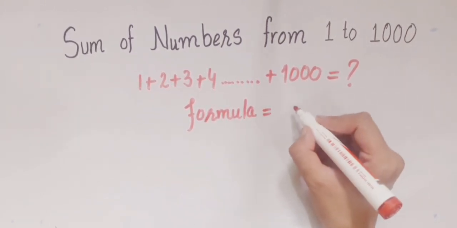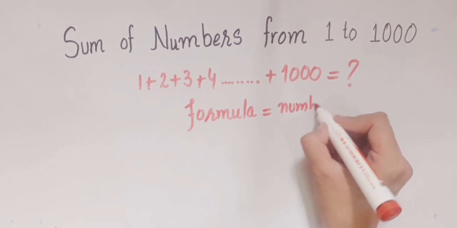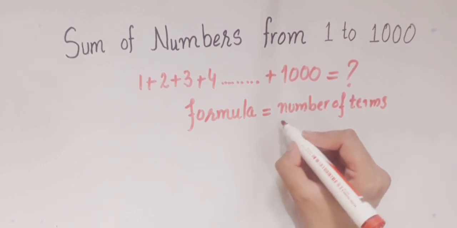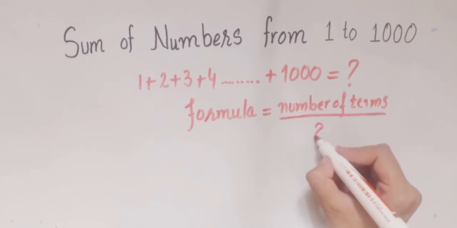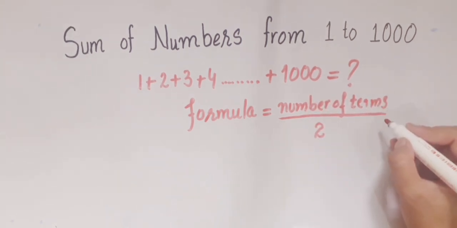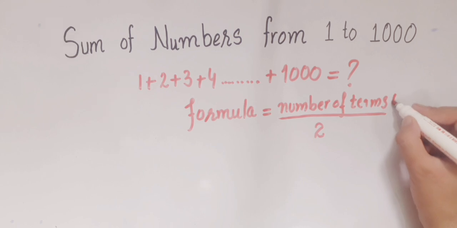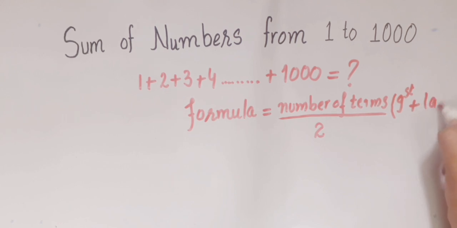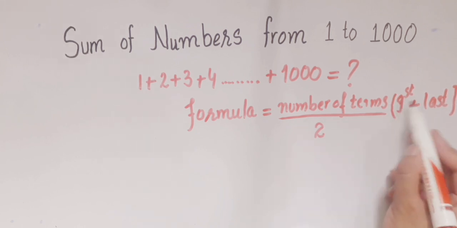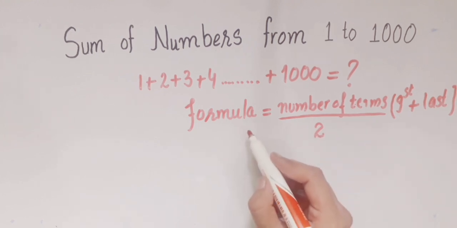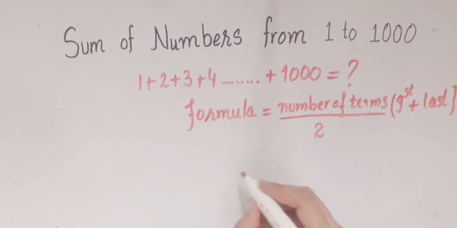Formula is number of terms, multiply this by first term plus last term, divided by 2. So you can see how many numbers of terms? 1000 number of terms. By adding first term and last term and multiplying this by number of terms, then dividing this by 2, you can get the value of addition of all the numbers.